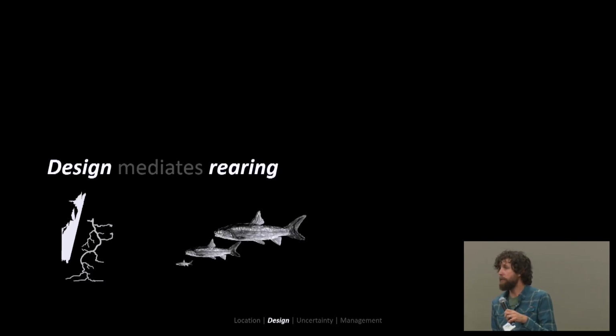But suffice to say that design can really impact predation risk and refuge availability for fishes. And that's not even getting into some of the more complex habitat, such as vegetation or other things that can really interfere with predator mobility.